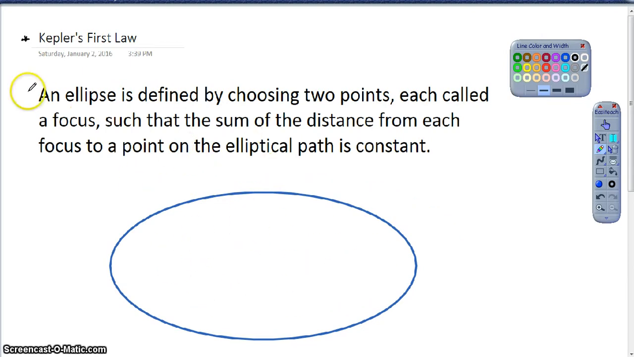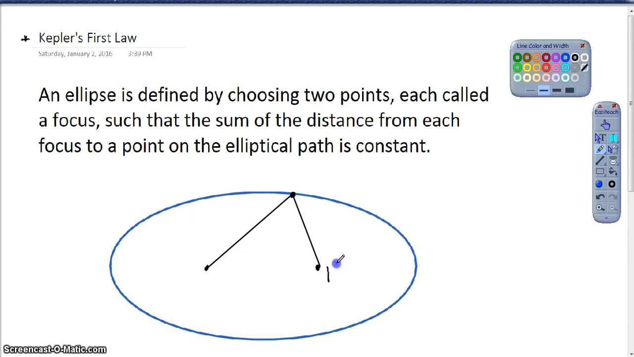Let's break up exactly what this paragraph is indicating. Again, we have 2 points, each one called a focus. One focus would be somewhere over here, and one focus somewhere over here. The idea is the distance between either one of these and any given point on the surface. For instance, if I choose this point up here, the distance between this focus and that location would be whatever this distance may be, and the distance between our second focus and that point would be whatever that distance is.